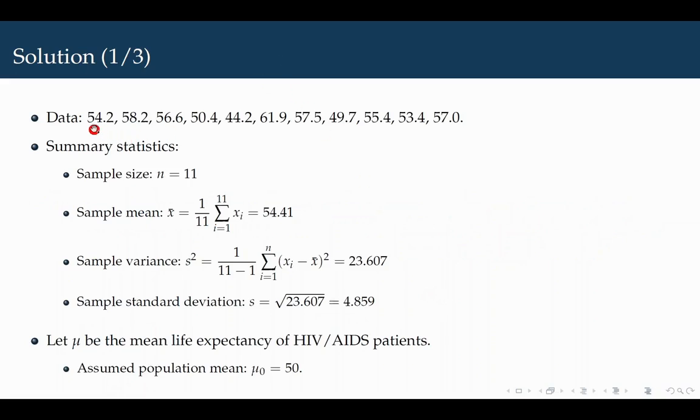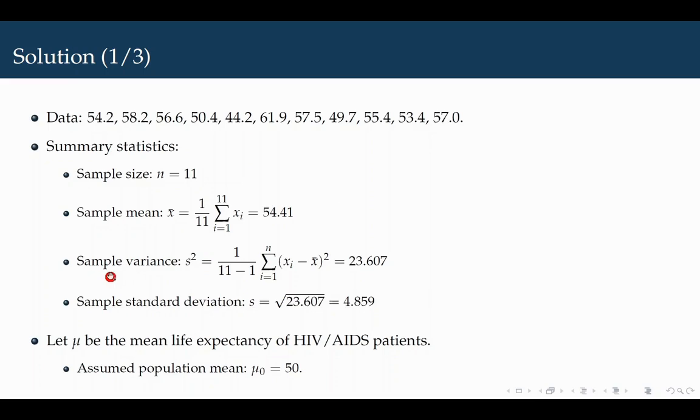So with this data, we have these sample observations consisting of 11 observations. So the sample size is 11, and from this we can easily determine the sample mean, which is 1 over n, that is 11, times the sum of the xi's, or the sum of these values. So the sample mean becomes 54.41.